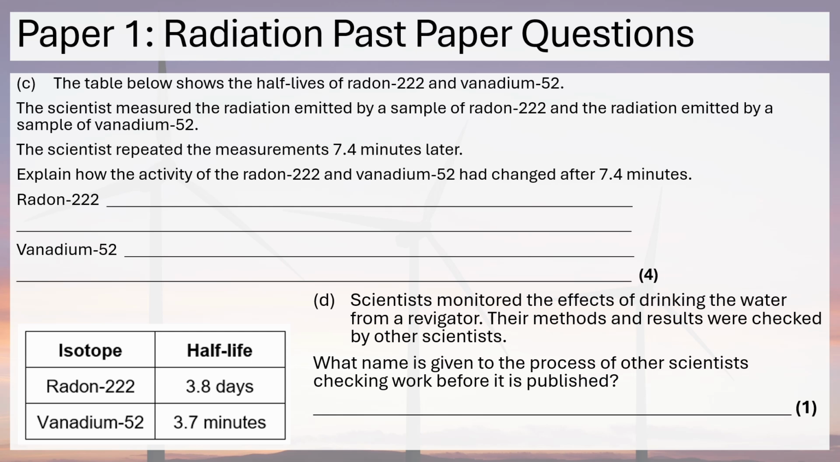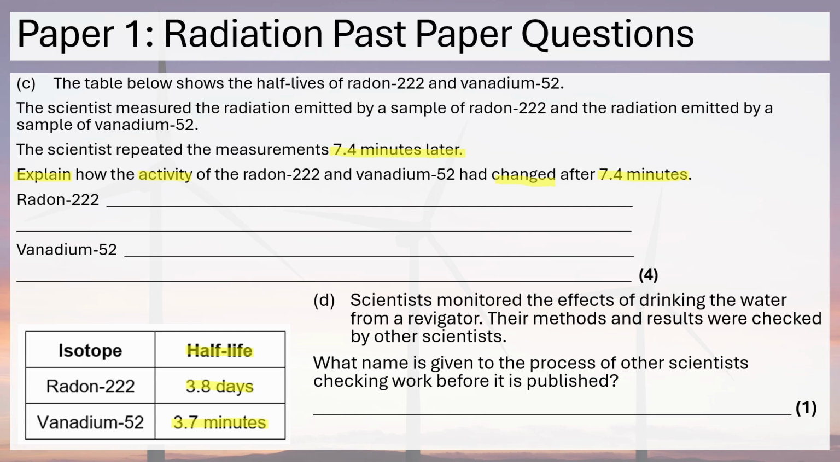Okay, part C. The table below shows the half-lives of the radon and the vanadium. That's 3.8 days and 3.7 minutes. Obviously note the big difference there. We're told that the scientist measures the radiation emitted by each of those samples and then repeats the measurements 7.4 minutes later, to be very precise. We need to explain how the activity changed after 7.4 minutes. And we need to do that for each of radon 222 and vanadium 52.